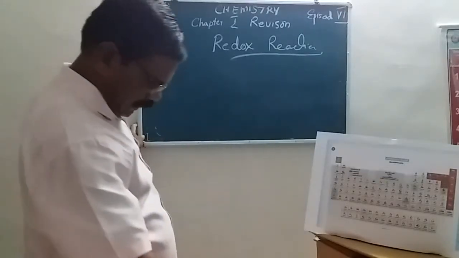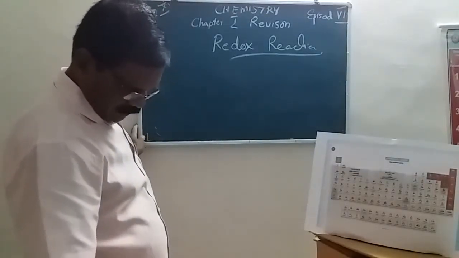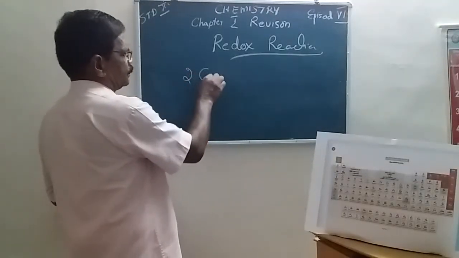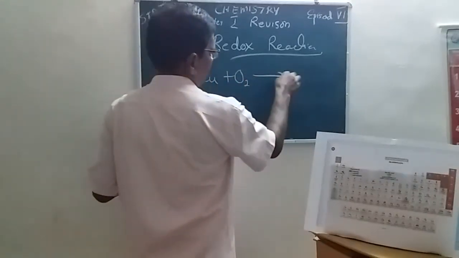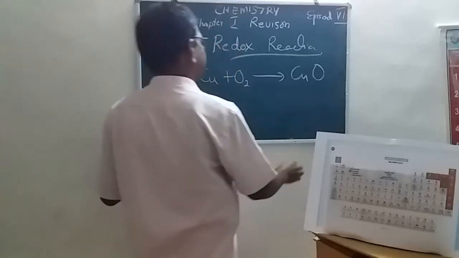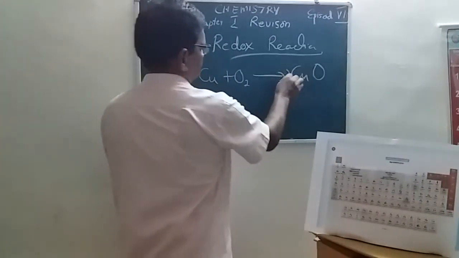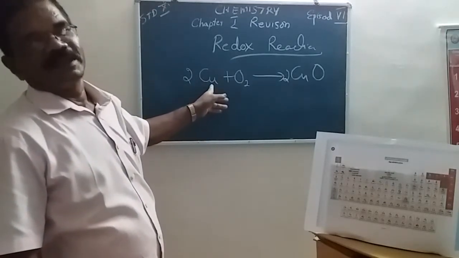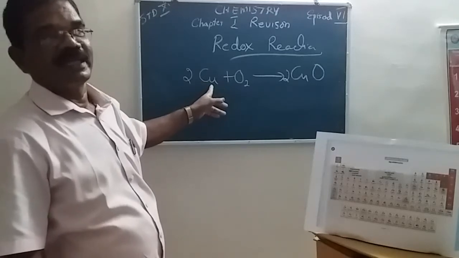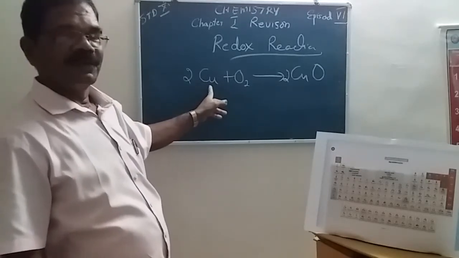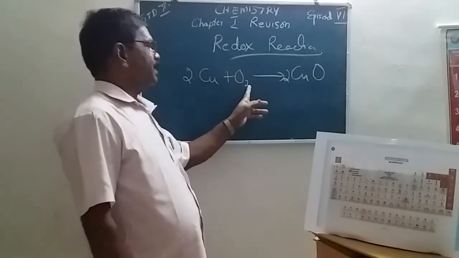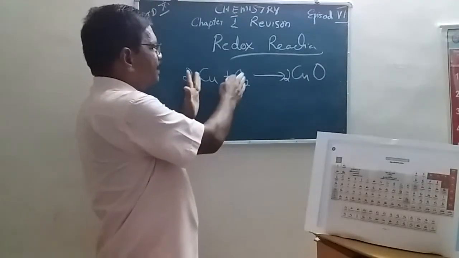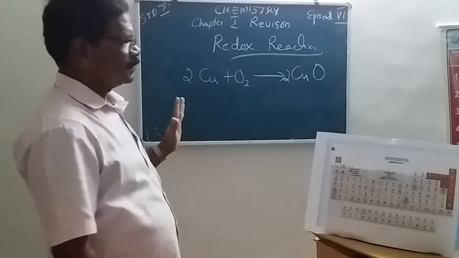In redox reactions, we can see a number of reactions. The first activity is on heating copper. Copper oxide is formed. On heating copper in a China dish, the color of the pure copper is like gold, a shiny surface, a golden color. On heating with oxygen, black copper oxide is formed. Here the element combines with oxygen, that is oxidation.